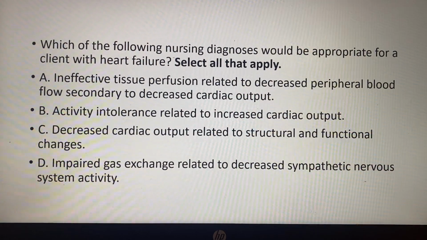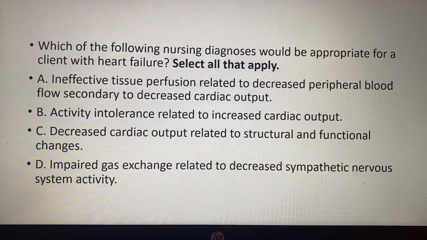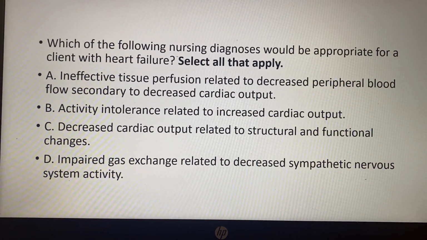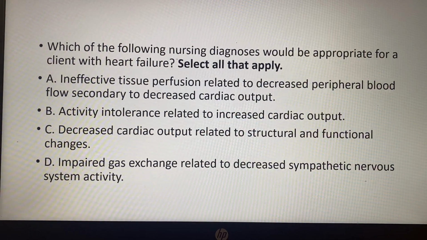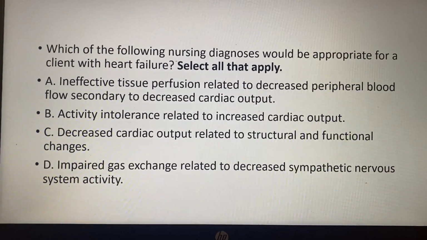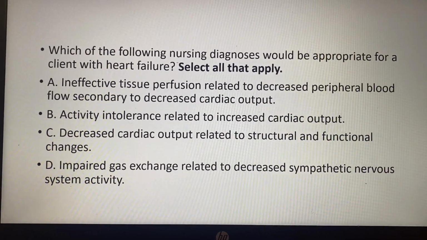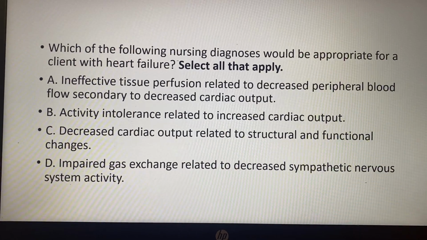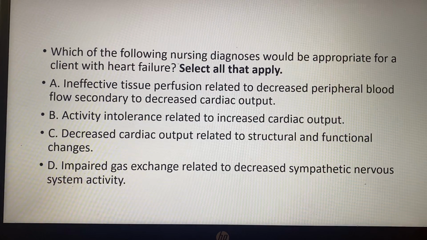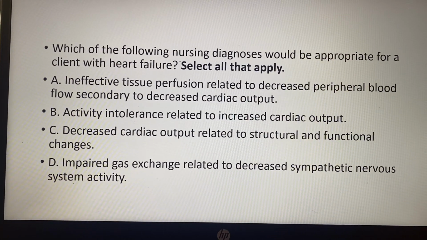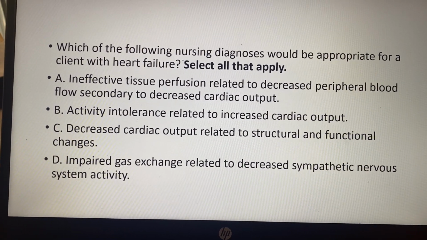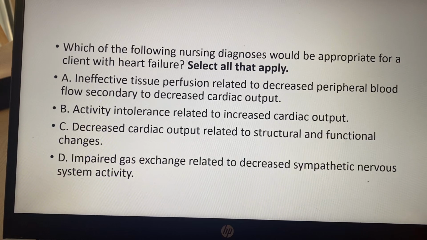Here we go. So let's look at A, ineffective tissue perfusion related to decreased peripheral blood flow secondary to decreased cardiac output. As you know, in heart failure, what do you have here? You have an ineffective pump or a weakened heart. We know the heart is the pump for the body to push blood and nutrients throughout the body. So we have to look at the first part of the statement and the second part of the statement and make sure they are true. So yes, in heart failure, there is decreased cardiac output and therefore there's going to be ineffective tissue perfusion because the heart is not putting out as much.